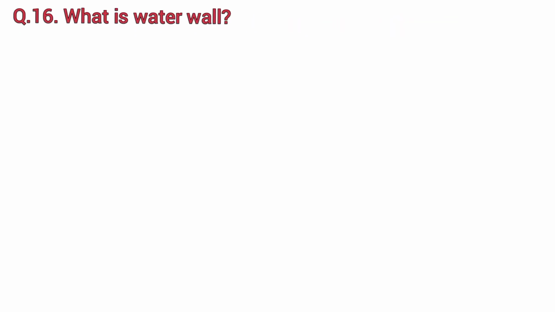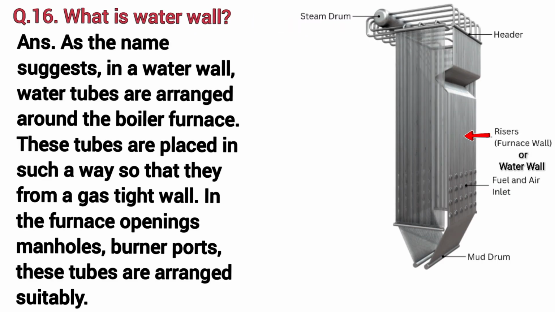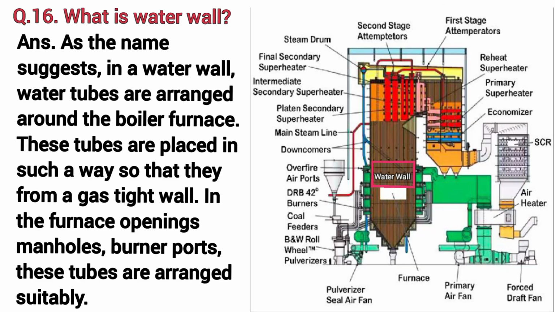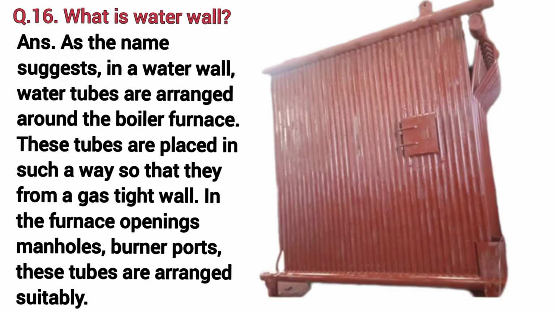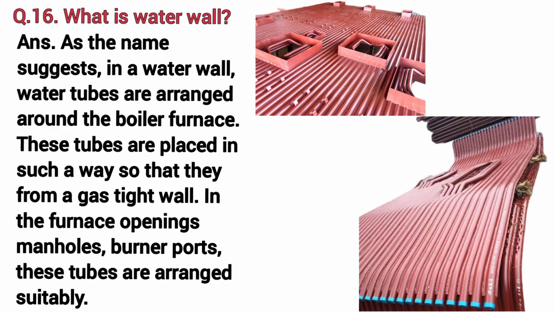What is water wall? As the name suggests, in a water wall, water tubes are arranged around the boiler furnace. These tubes are placed in such a way so that they form a gas-tight wall. In the furnace openings, manholes, burner ports, these tubes are arranged suitably.